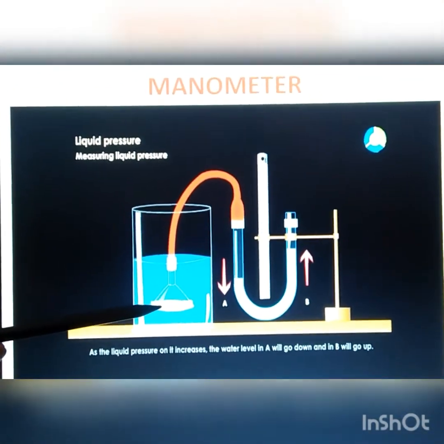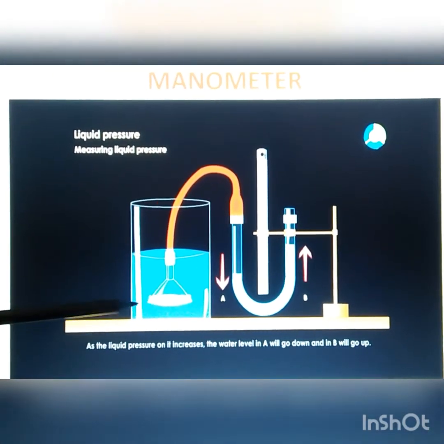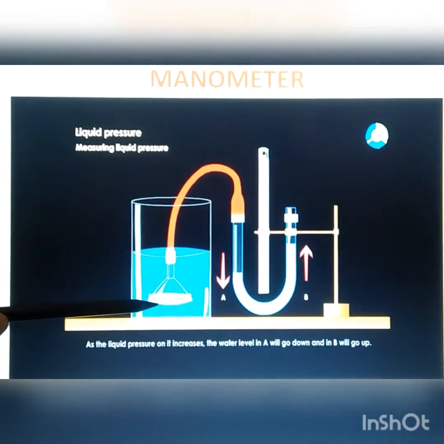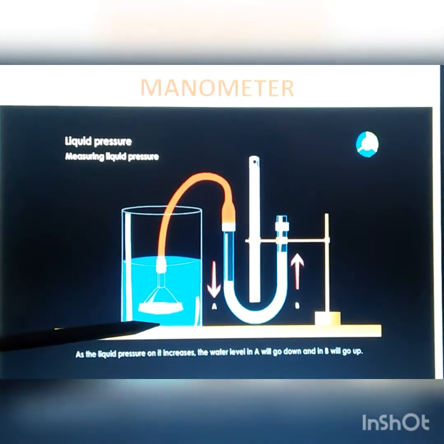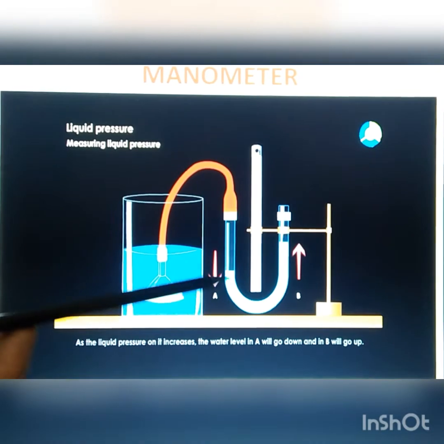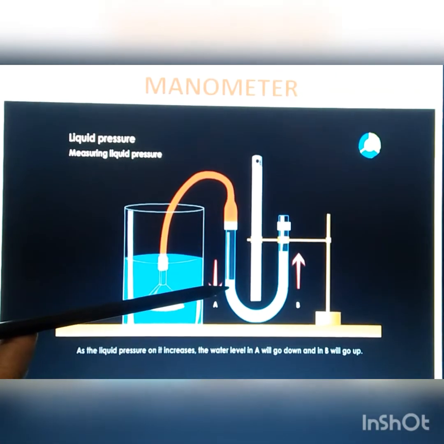Now if the funnel is kept here in the liquid, the pressure will be the same. Even if you keep on shaking the funnel here and there, at the same depth, the pressure will remain the same. But supposing you put the funnel deep inside, the pressure also will increase. How will you measure pressure? The difference between this level and this level will give you the pressure.